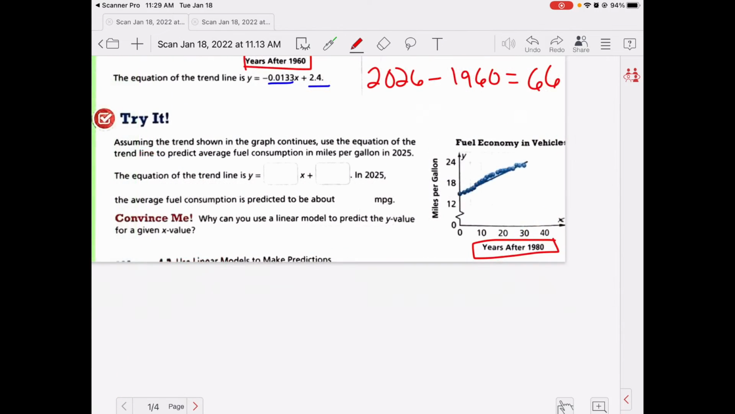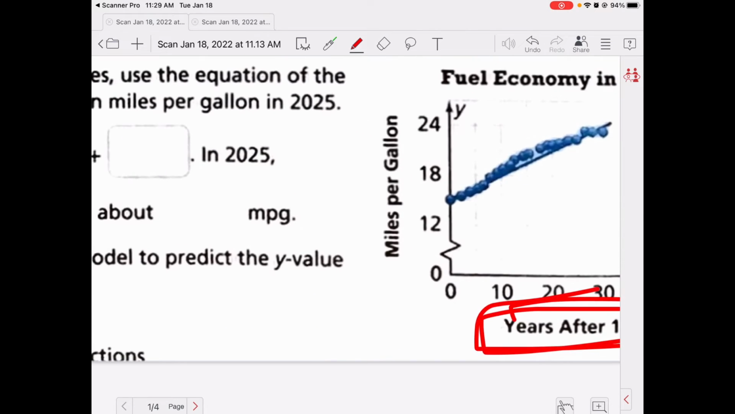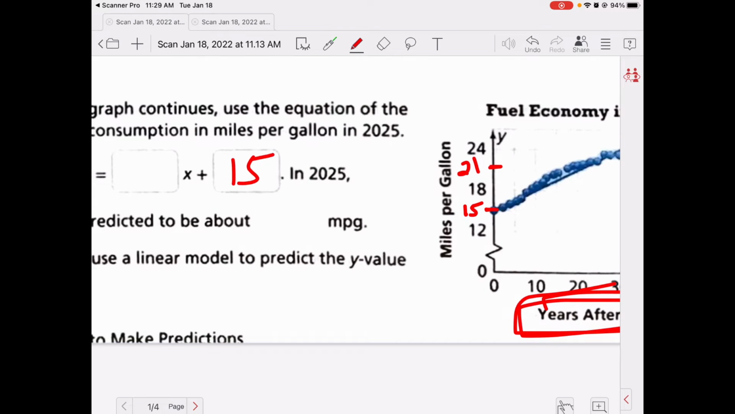Assuming the trend shown in the graph continues, use the equation of the trend line to predict the average fuel consumption in miles per gallon in 2025. So we want to write this equation. And remember, this x value is years after 1980, so it's going to come into play in a little bit, okay? So first thing, I want to identify my y-intercept. And we're counting here from 12 to 18 is 6 changes, so this next line would be 15. And this next line would be 18 plus 3, which would be 21. Okay? So my y-intercept, it looks like it's about 15, okay?